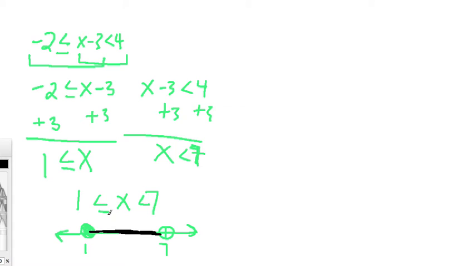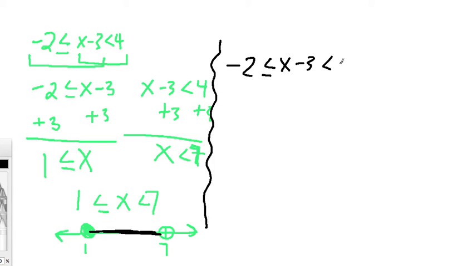So possible solutions include 1, 2, 3, 4, 5, 6, and then all the fractions that are in between. Okay, so that's one way of doing it. I do just want to show you another way, because some people like it. If I have negative 2 is less than or equal to x minus 3 is less than 4.